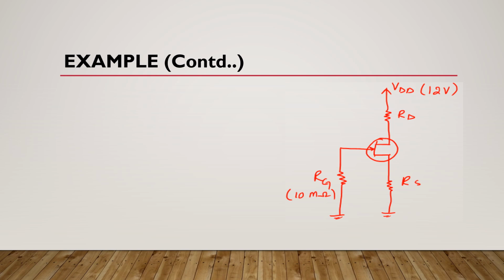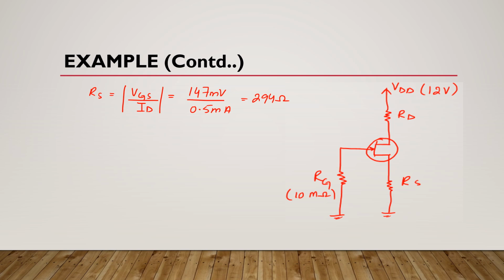We know that the formula of source resistor is gate to source voltage divided by drain current, and we take their absolute values. It means here we have 147 millivolts divided by 0.5 milliamperes. After solving this, you will get 294 ohms. So this is the value of source resistor.